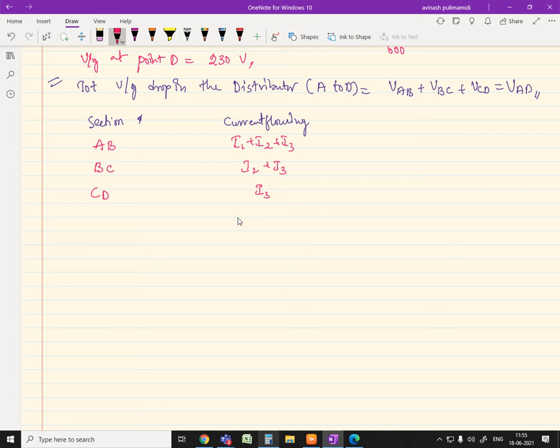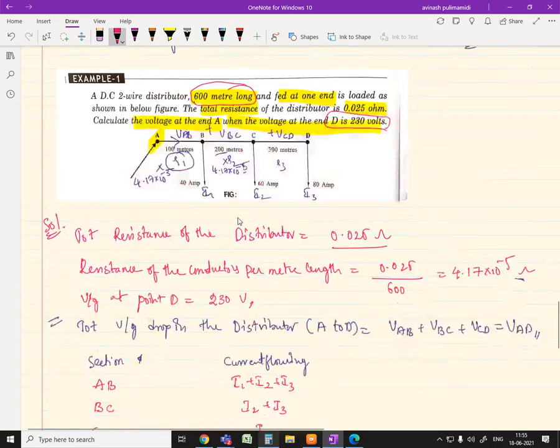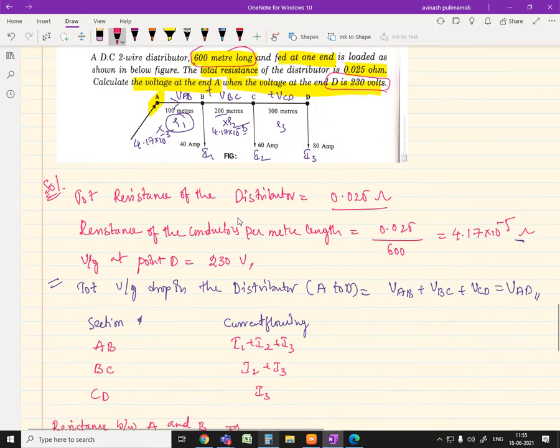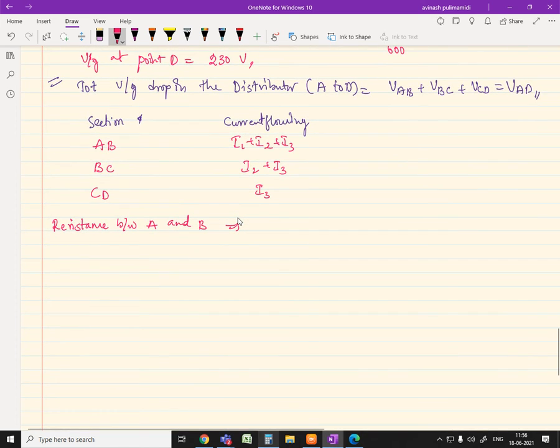Then the resistance between A and B is, what do we have from the question? 100 meters. 100 meters should be multiplied with 4.17 into 10 power minus 5, the resistance of the conductor per meter. So 100 into 4.17 into 10 power minus 5, what is this value? 100 multiplied by 4.17 means 4.17 into 10 power minus 3 ohms.